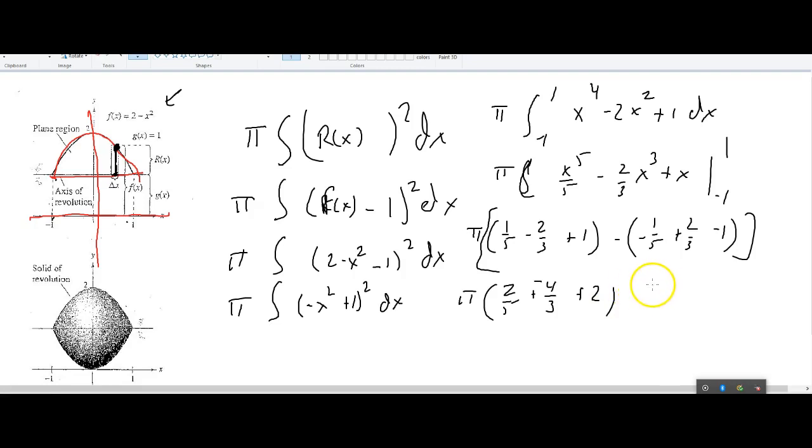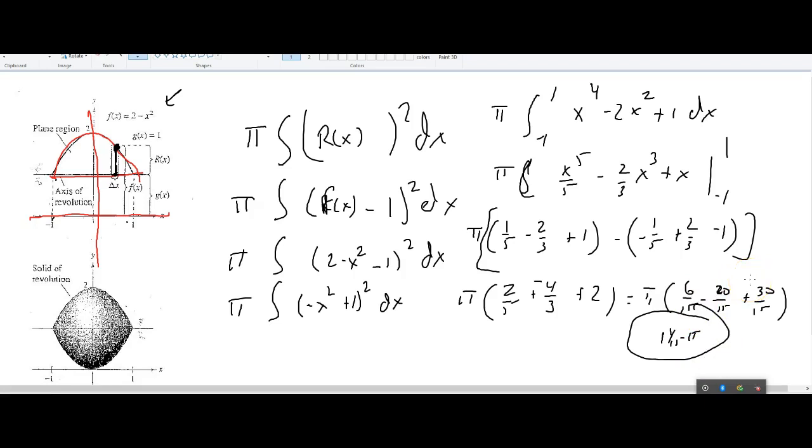Do just a little bit more math on this. I need to do everything in terms of 15ths, so this is going to be pi times 6/15 minus 20/15 plus 30/15. So that gives me 16/15, so 1 and 1/15 pi. Let's hope that's the same answer as on your sheet. If not, it's a math error and not a big deal.